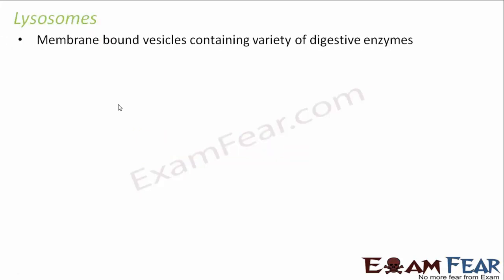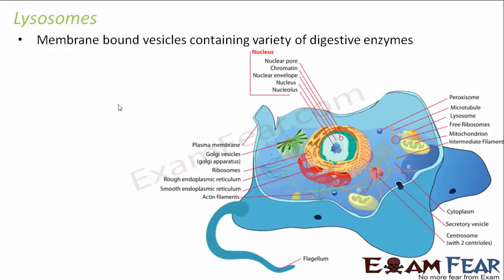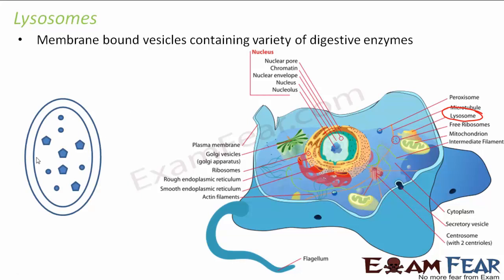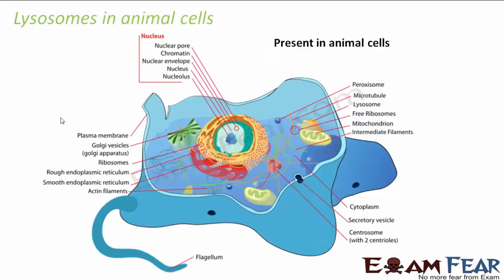So what are lysosomes? Lysosomes are membrane-bound vesicles containing a variety of digestive enzymes. So again, lysosomes are also membrane-bound vesicles. They are also some vessel-like structure, and inside those vessels, you have a variety of digestive enzymes, right? So let us see what it actually does. Before that, let us see where lysosomes are. So here is the lysosome. It is a vessel containing a variety of digestive enzymes. It looks somewhat like this. It is surrounded by a membrane, and inside it has got so many digestive enzymes.